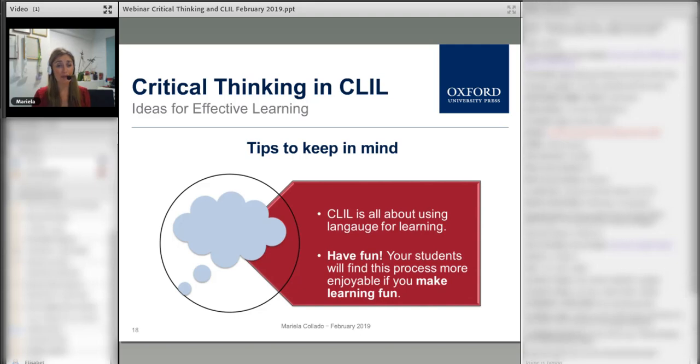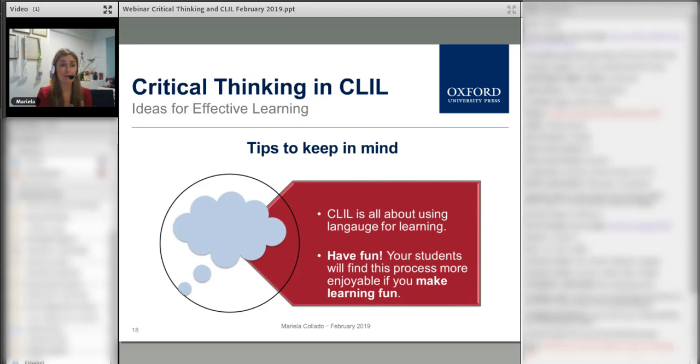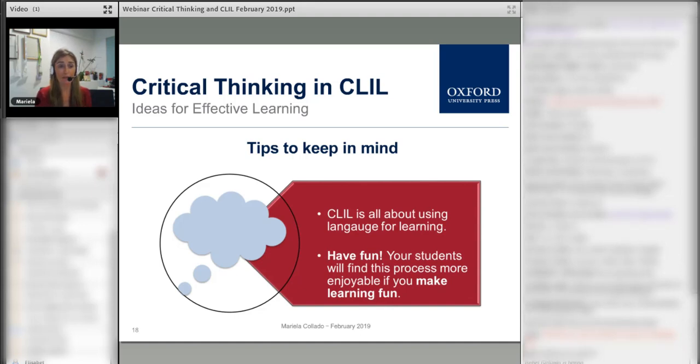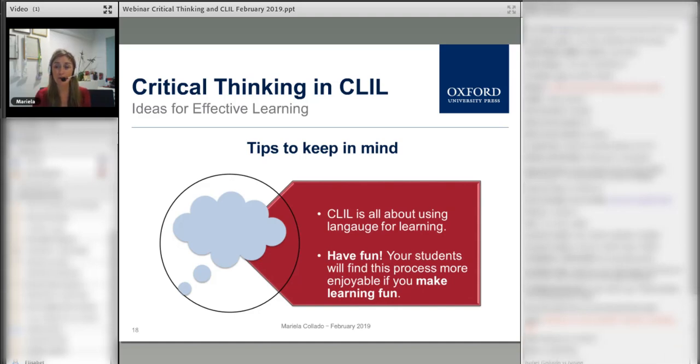I always say that for me, CLIL is all about using the language for learning, and any learning situation has to be meaningful for the students so that learning really takes place and is successful. And the most important thing is that the students have fun. I always say one of my favorite slogans is, if it isn't fun, it isn't learning. Whatever we do in class has to motivate your students somehow.